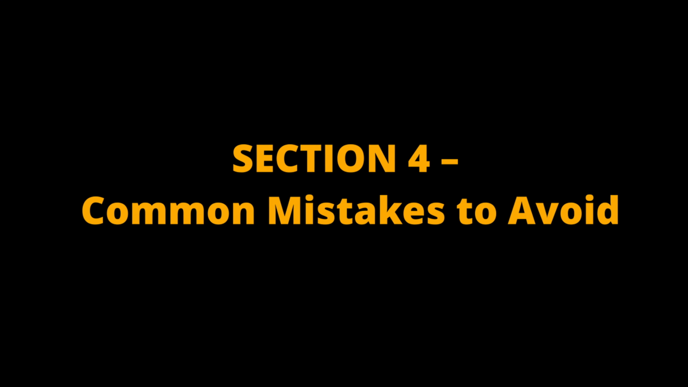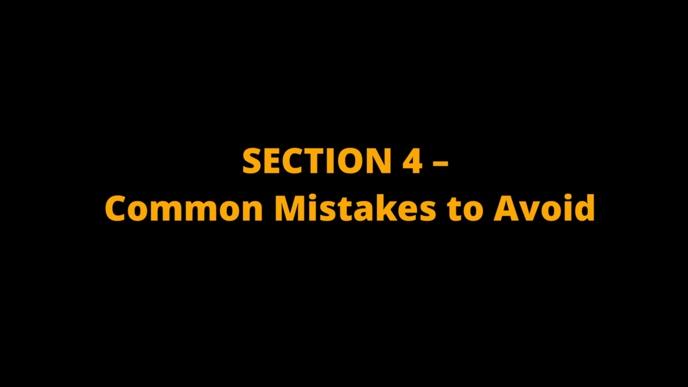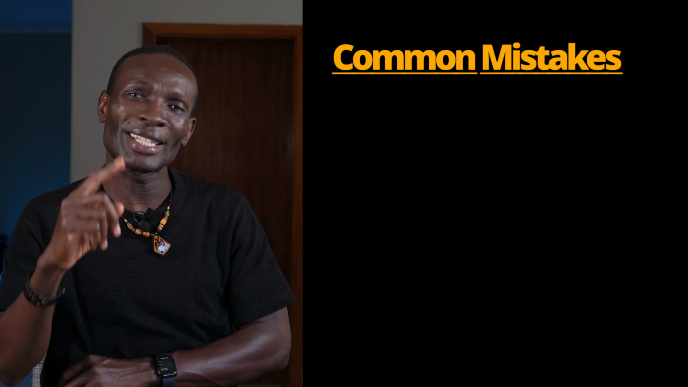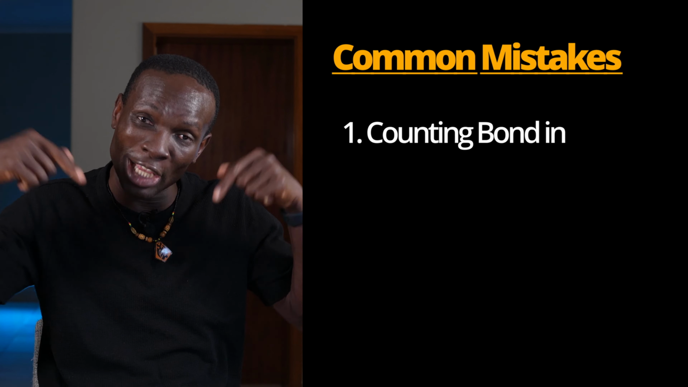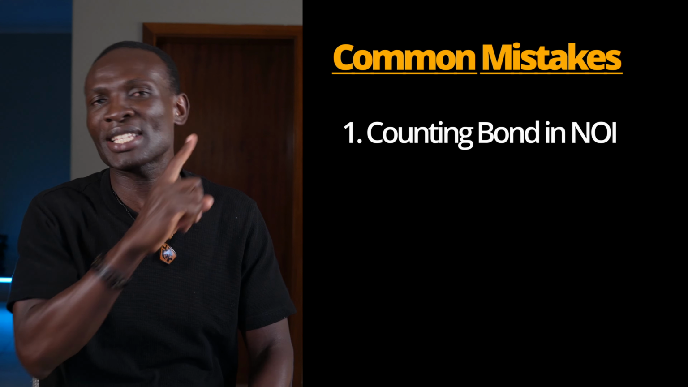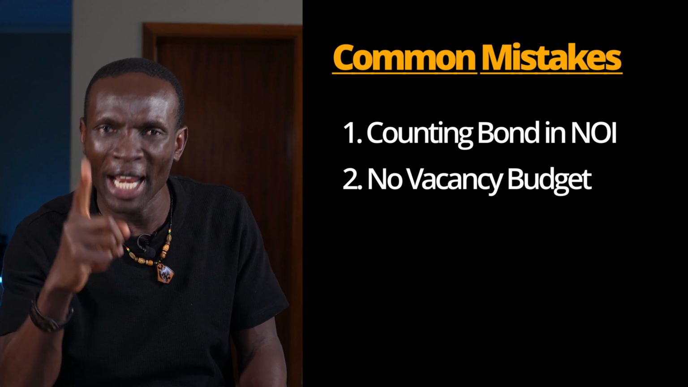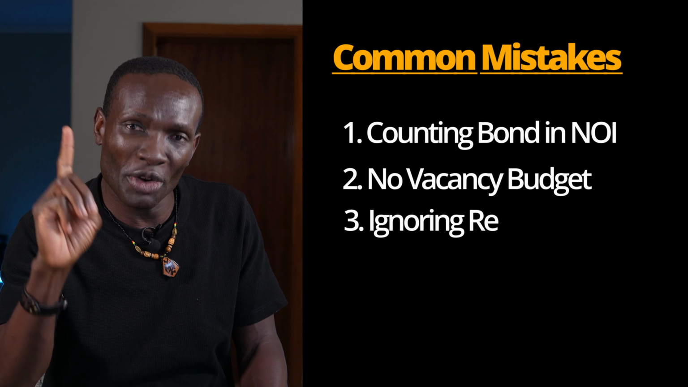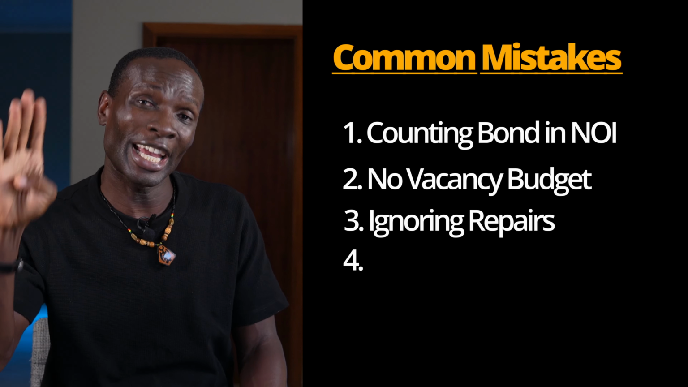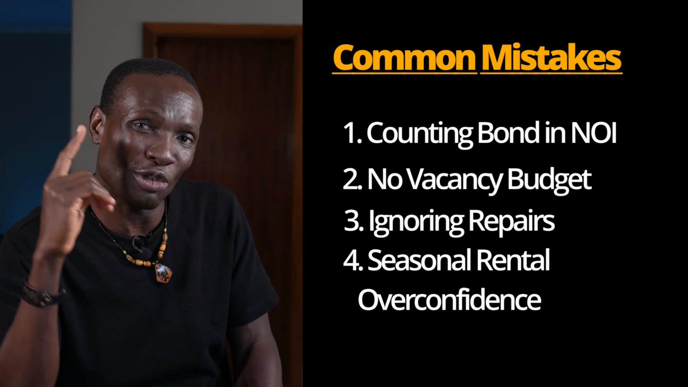Now, let's talk about section 4, the mistakes that cost investors serious money. Number 1, including your bond payment in NOI. Nope, that's after. Number 2, ignoring vacancy. It happens, plan for it. Number 3, ignoring repairs. Don't do that. And 4, underplaying seasonal rental. Just because rent is good in December doesn't mean it will hold in March.